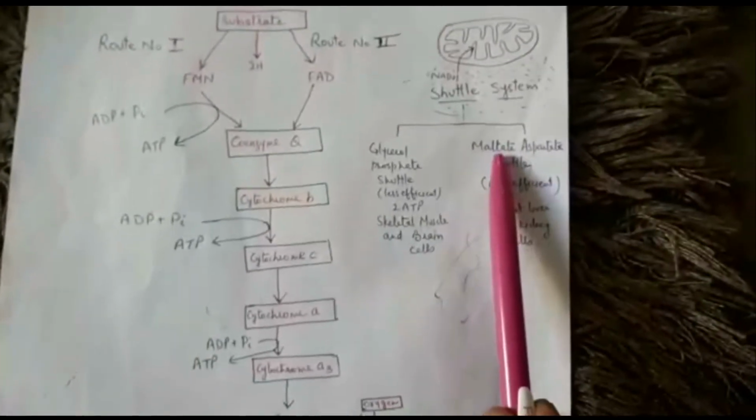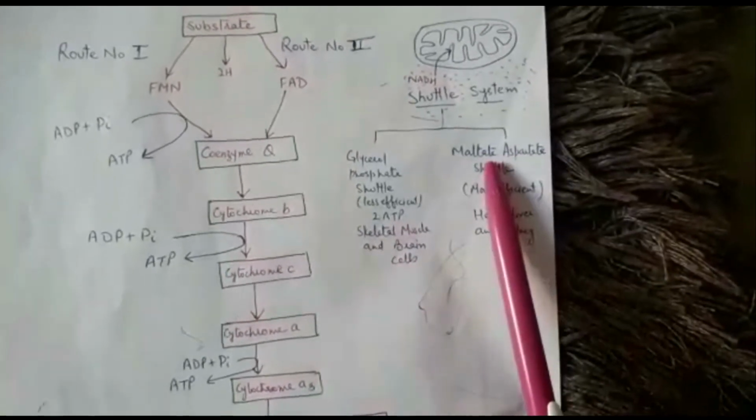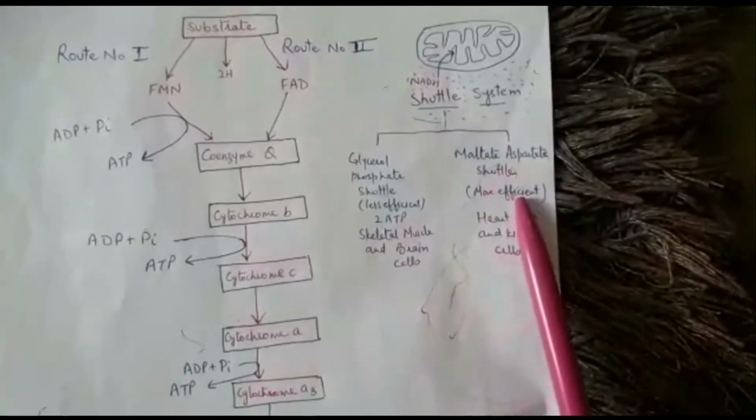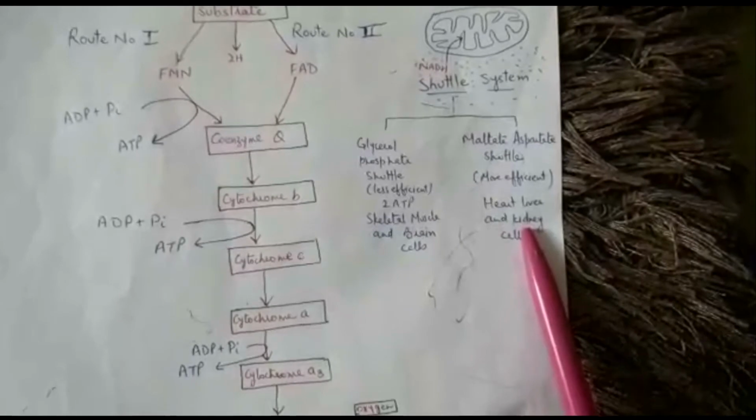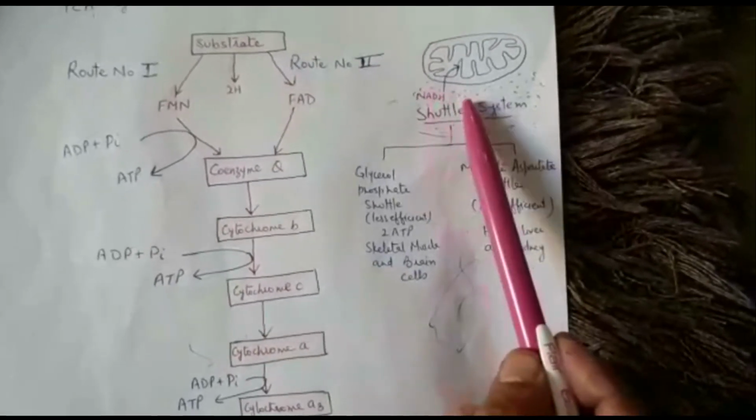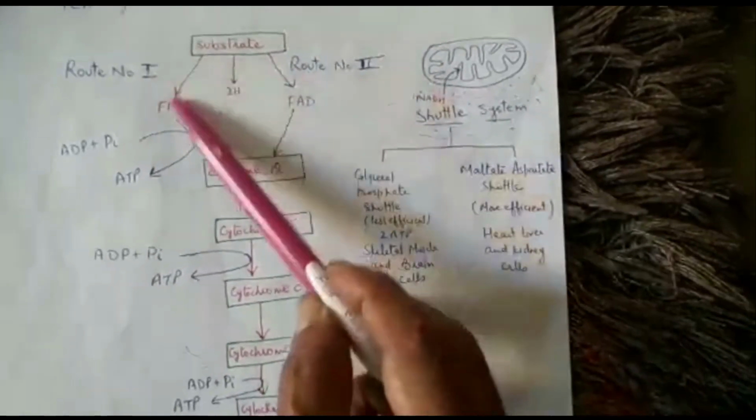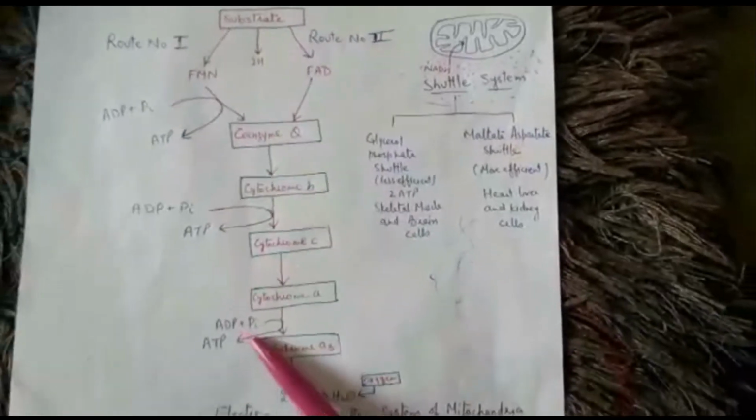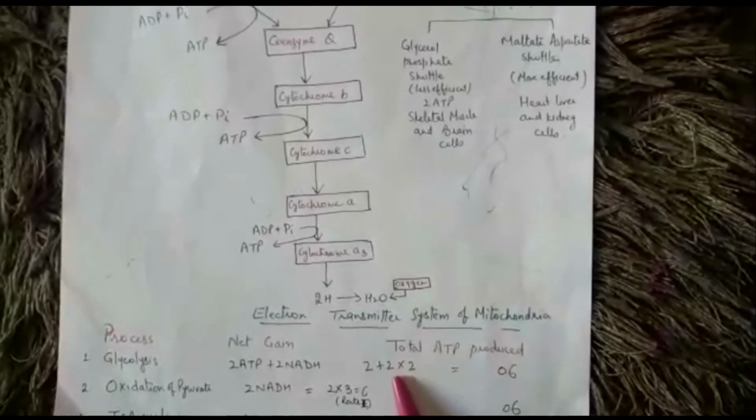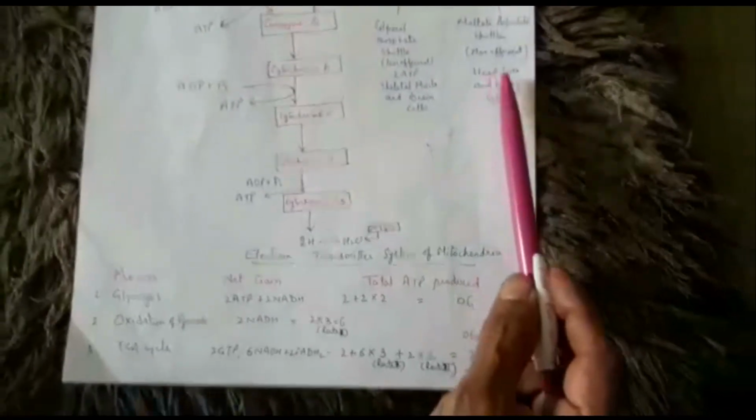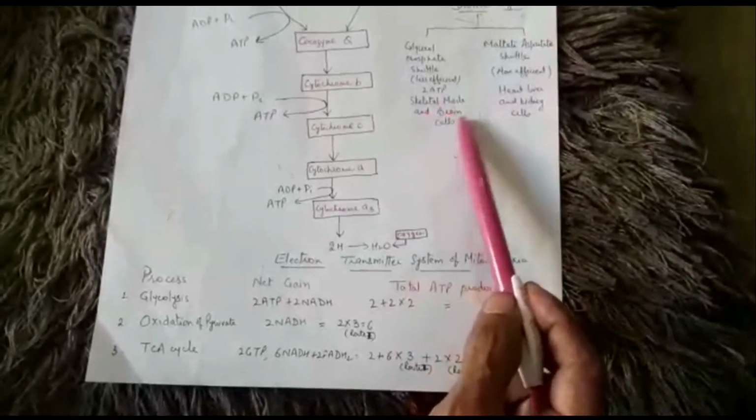This type of shuttle is present in skeletal muscles and brain cells. But there is another shuttle, which is the malate aspartate shuttle, which is more efficient. It is present in our heart, liver and kidney cells. This shuttle picks up electrons from NADH of the cytoplasm produced as a result of glycolysis and passes them through route number 1. So naturally it will generate how many ATP? It will generate 6 ATP over here. So the figure will be 8 ATP in case of heart, liver and kidney cells. It will be 6 ATP in case of skeletal muscles and brain cells.